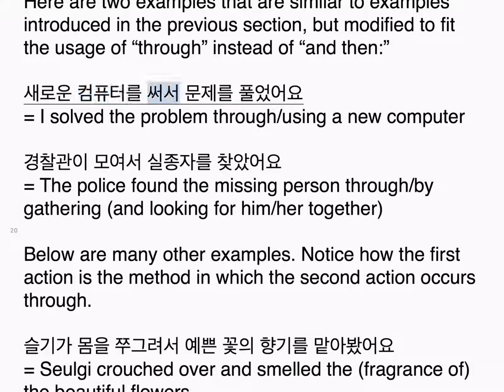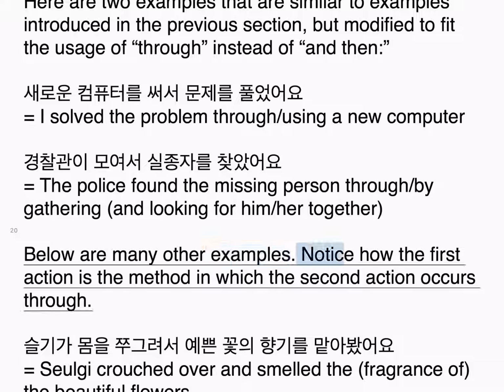새로운 컴퓨터를 써서 문제를 풀었어요. I solved the problem through using a new computer. 경찰관이 모여서 실종자를 찾았어요. The police found the missing person by gathering and looking for him or her together. Below are many other examples. Notice how the first action is the method through which the second action occurs.